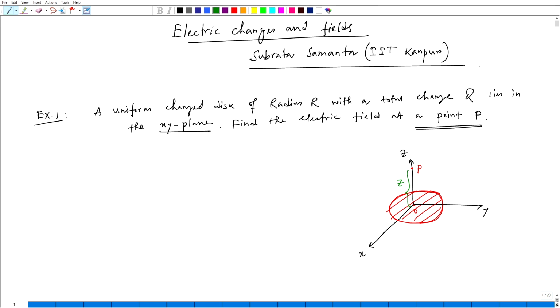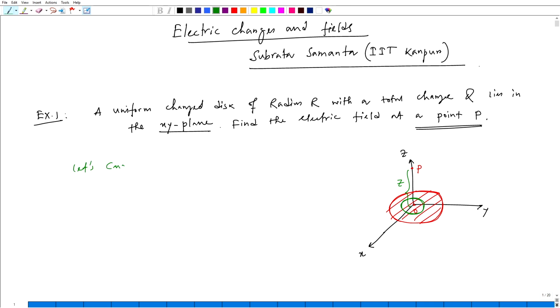In order to calculate the electric field at point P, as in the previous problem, we first consider a small strip. In this case we consider a ring, a concentric ring. Concentric means that the center of the ring and the center of the disc must be coincident. So, let us consider a concentric uniformly charged disc.